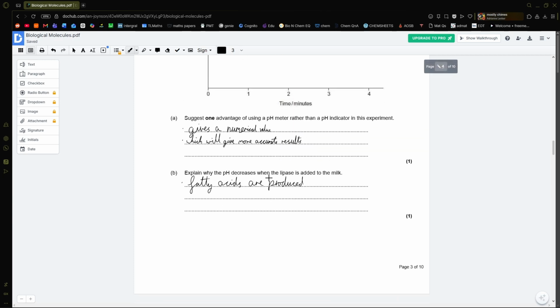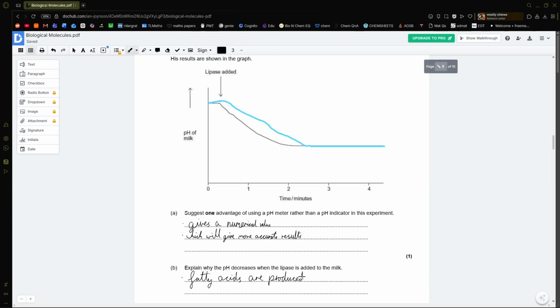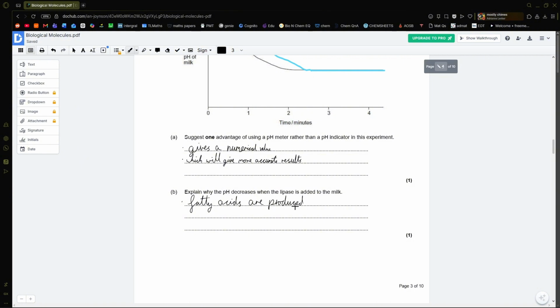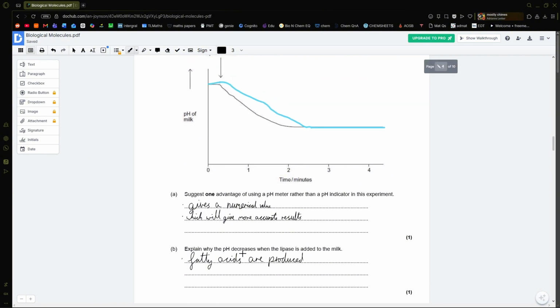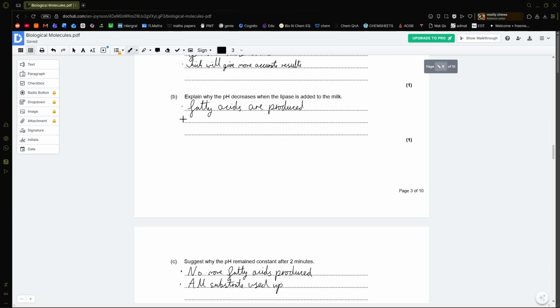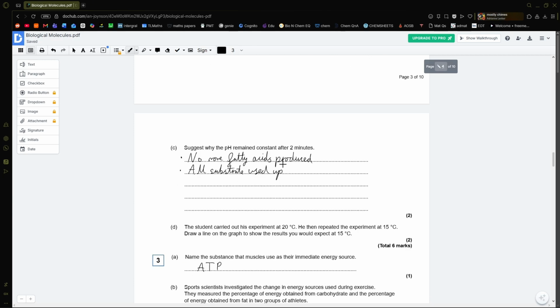Explain why the pH decreases when the lipase is added to milk. So lipase is an enzyme that breaks down lipids. It breaks the lipids down into fatty acids, which decrease pH. So, fatty acids are produced, that's why pH decreases.